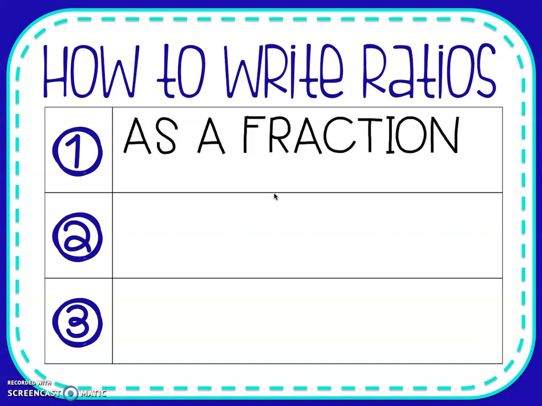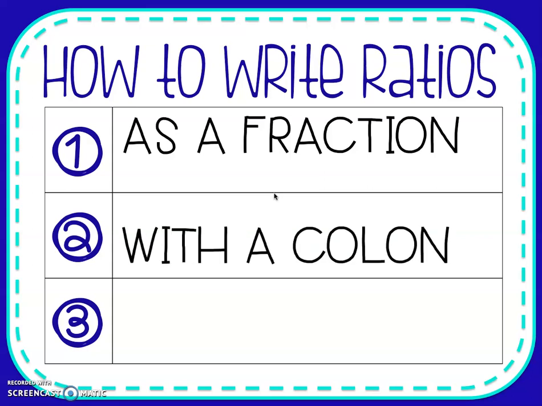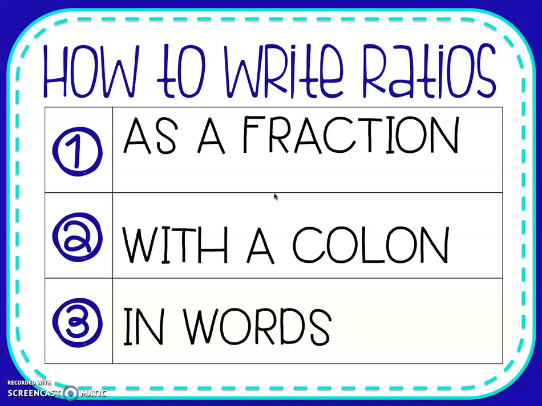The first way is as a fraction. Okay. So a ratio can be written just like a regular fraction. Whatever comes first goes on the numerator, and whatever comes second is on your denominator. It can be written with a colon, or it can be written in words. Okay, so fill those in. The 3 ways that we can write a ratio are as a fraction, with a colon, or in words.